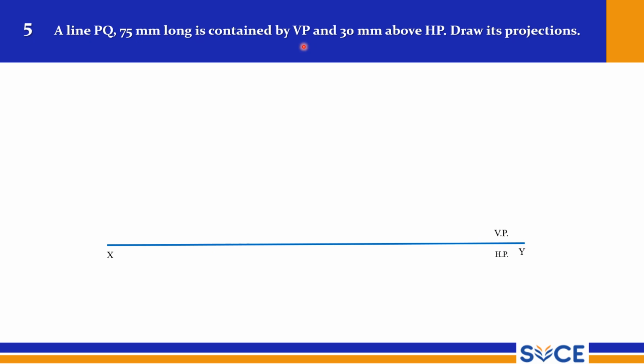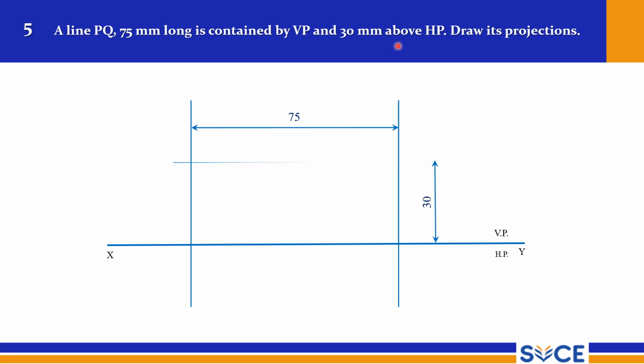So this is your XY reference line. Above, at 30 mm, we are going to see its front view. The top view will be recorded on the XY reference line itself. The line length PQ is 75 mm. At 75 mm you draw two parallel projectors, right? And the above HP distance is given as 30 mm. Measure 30 mm and draw one thin line where our P dash Q dash will lie, and this is your P dash, and this will become your Q dash.